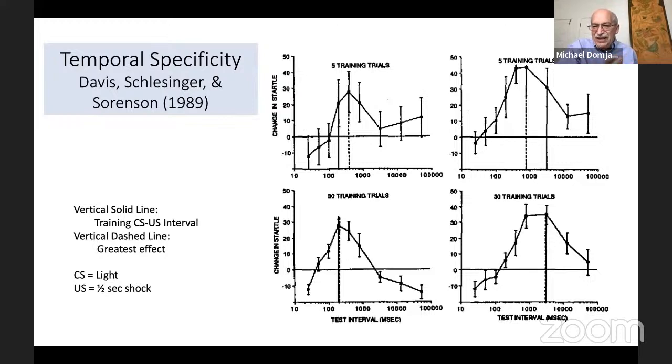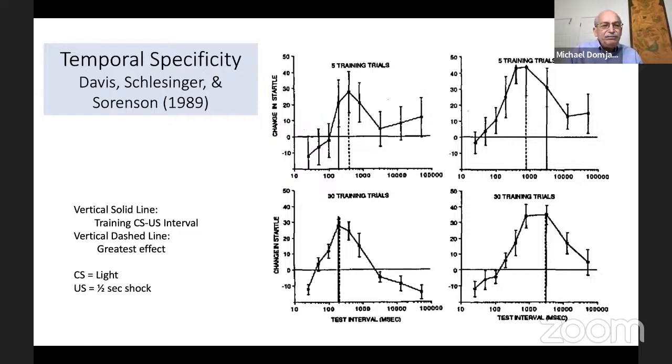And then during a test series, he presented the light and then presented a startle stimulus. In this case, it was a very brief, really loud noise, and he looked at the magnitude of the startle response. And the startle stimulus was presented at various times during the conditioned stimulus. The top two graphs show the results after 5 training trials. The bottom two graphs show the results after 30 training trials.